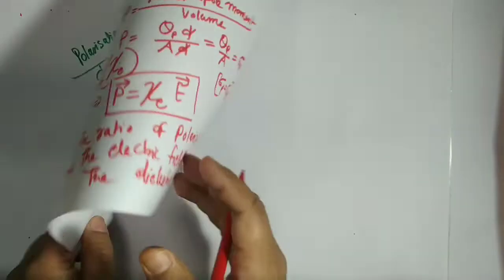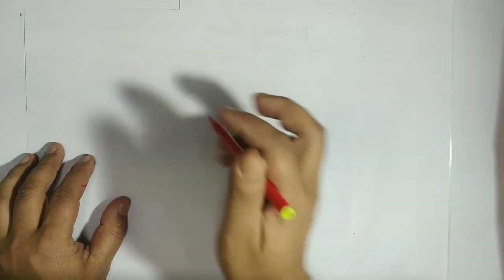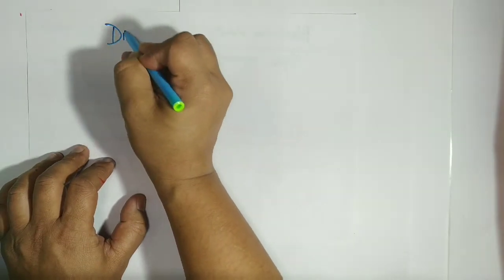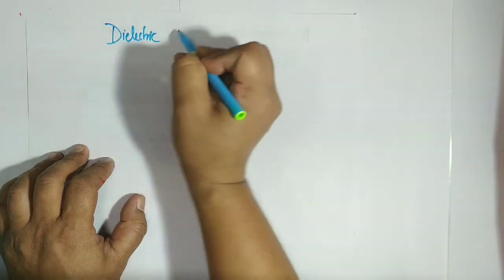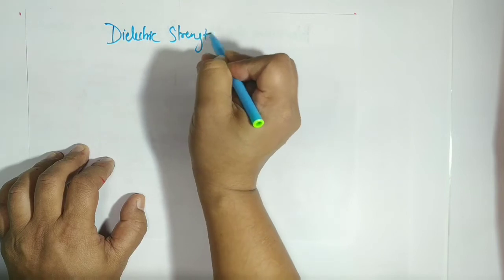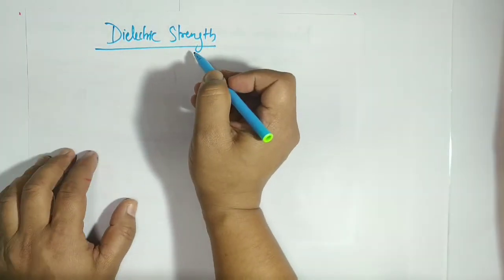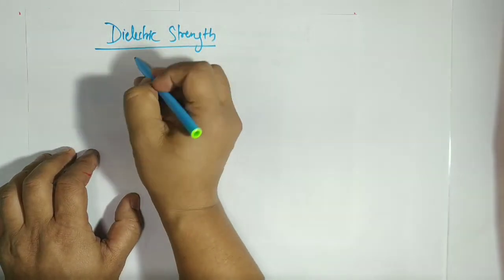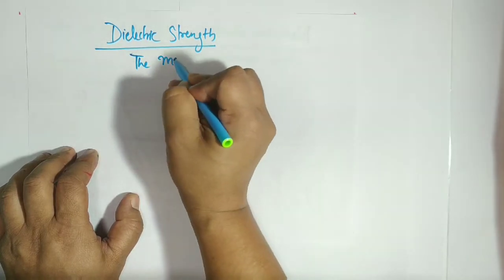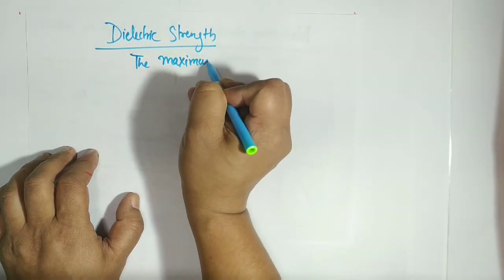And sometimes you have heard about a third term, dielectric strength. You will come across this word also. Now what is dielectric strength? You know how we define it: the maximum electric field.